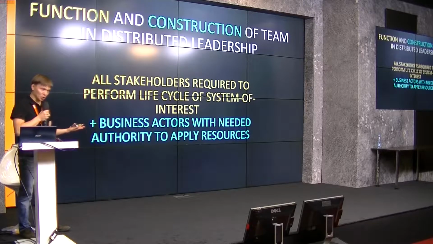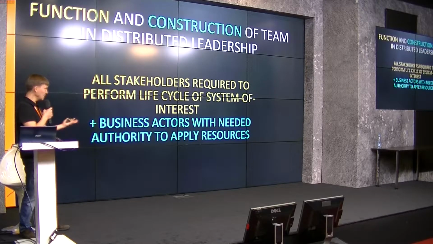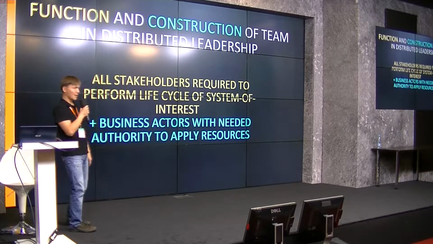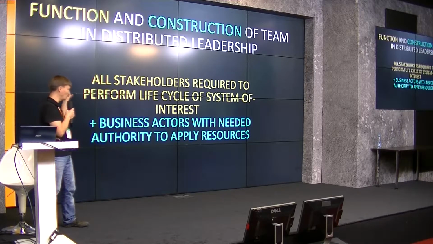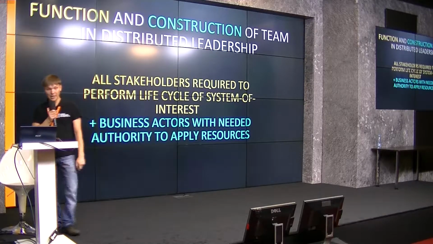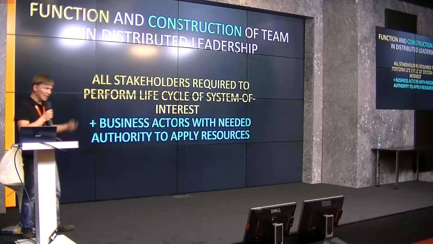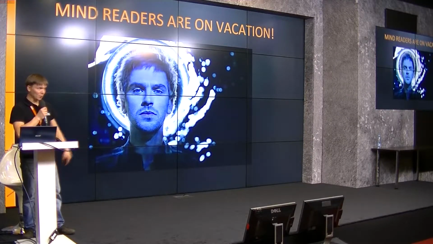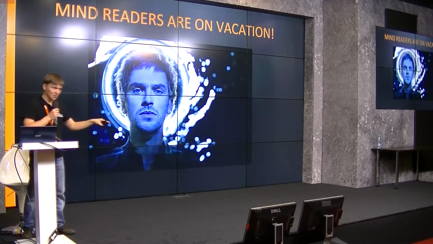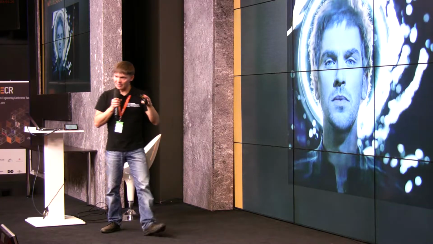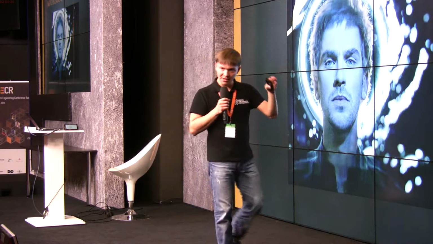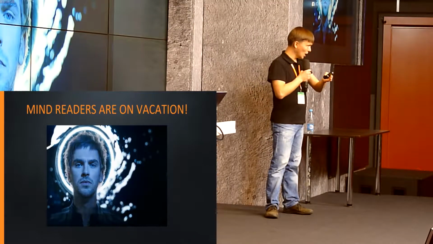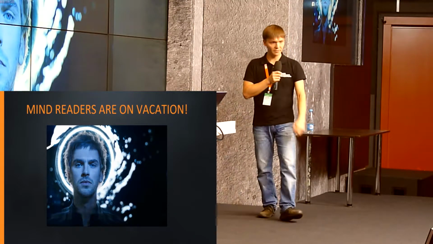And if we take that approach, we can define a team both functionally, that's in yellow, as all stakeholders required to perform the life cycle of the system of interest, and structurally, as a module, as all business actors with the needed authority to apply resources. And we can model that in ArchiMate. And when we model this in ArchiMate, we can put those concepts in other people's heads. So if you have a chief architect who knows exactly how this team is going to be built, he can make this knowledge explicit in a model, and you can fire all your mind readers from the team. And they're expensive.